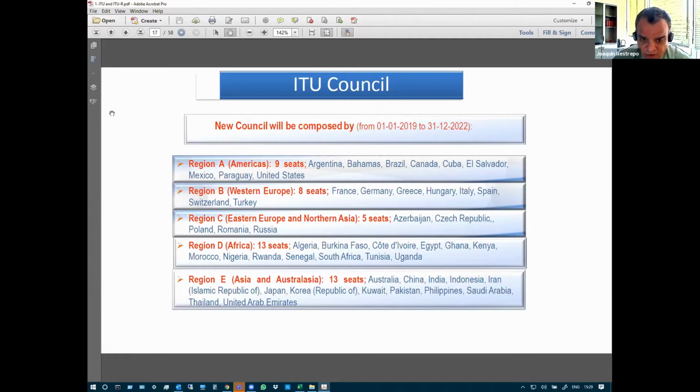For Region A, Americas, the current members are Argentina, Bahamas, Brazil, Canada, Cuba, El Salvador, Mexico, Paraguay, and United States.